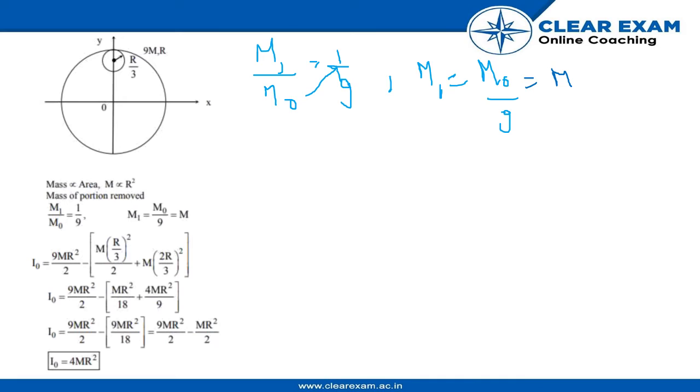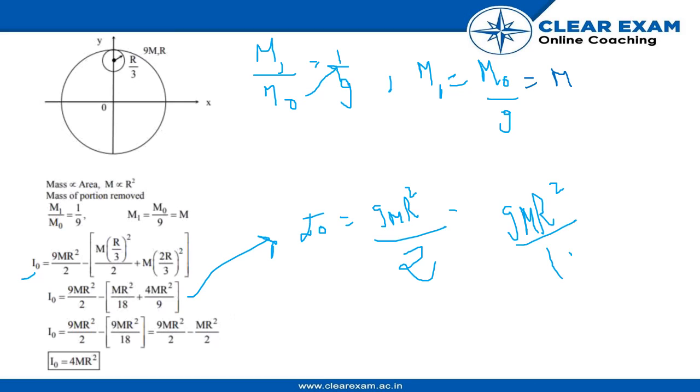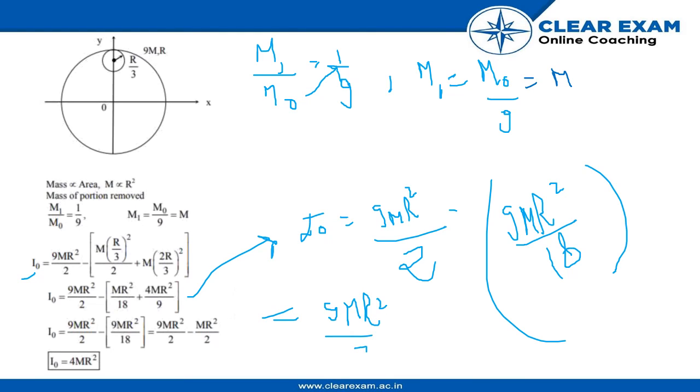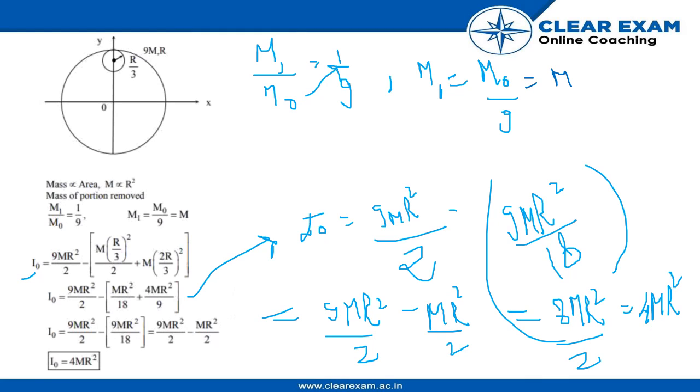Now we have to find the moment of inertia, so we will start with the formula I naught equal to 9mr square by 2 minus m into r by 3 whole square by 2 plus m into 2r square by 3, and after simplifying it we reach this particular equation, which can further be simplified as I naught equal to 9mr square by 2 minus 9mr square by 18, and after further simplification it would be 9mr square by 2 minus mr square by 2, and this would result in 8mr square by 2, which simply comes out to be 4mr square. So if we look closely, our I naught is 4mr square.